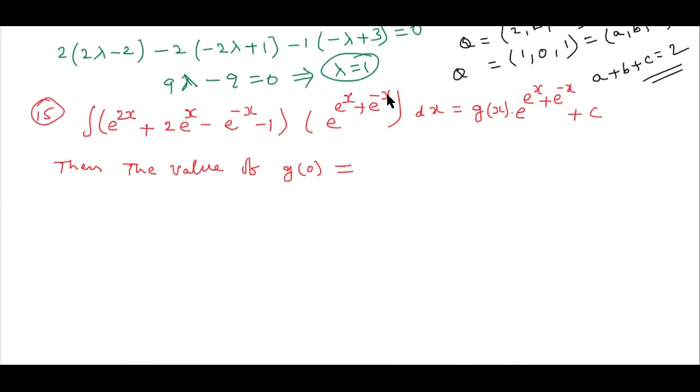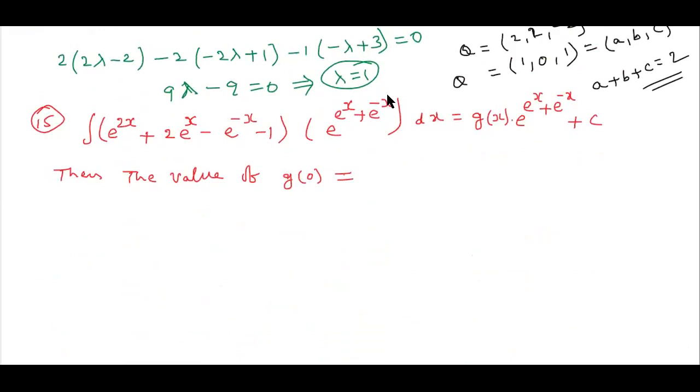Okay. Now I am going to the 15th question. See this. Integration related problem. The integral of (e power 2x plus 2e power x minus e power minus x minus 1) into (e power x plus e power minus x) dx is equal to g of x into (e power x plus e power minus x) plus c. Then the value of g of 0. Here we need to find the g of x function.